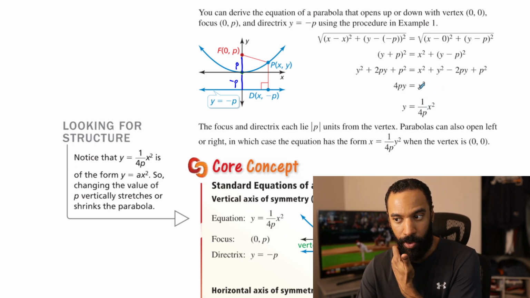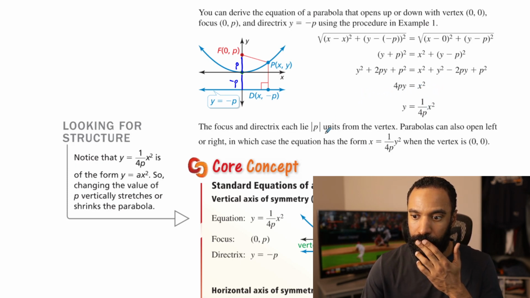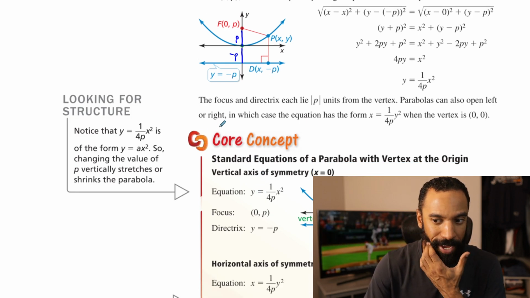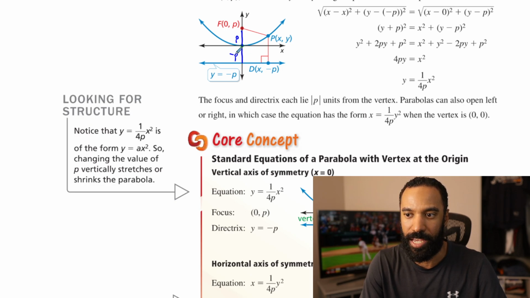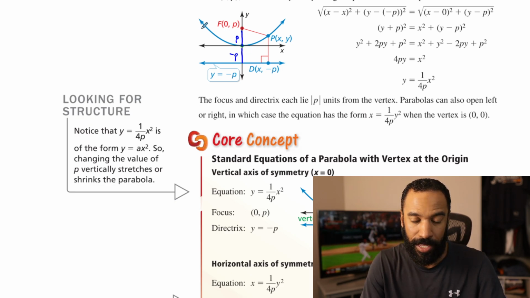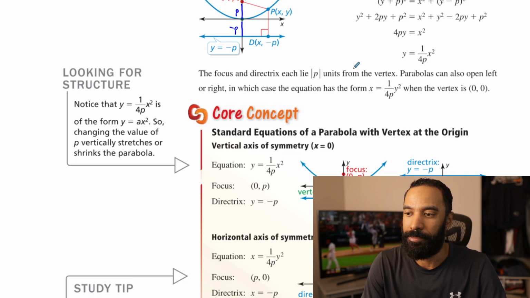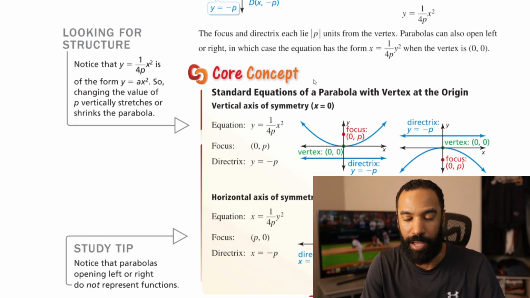Now, if you saw in the last problem, well, it looks like they'll talk about it more here. Actually, they'll talk about it right here. Perfect. The focus and the directrix are both p units away from the vertex. We're going to use that letter p very specifically. Last time the number was 2. And then we can write equations in that form.